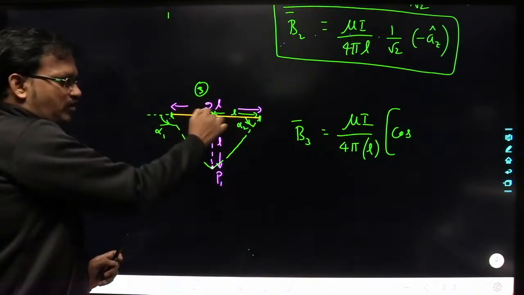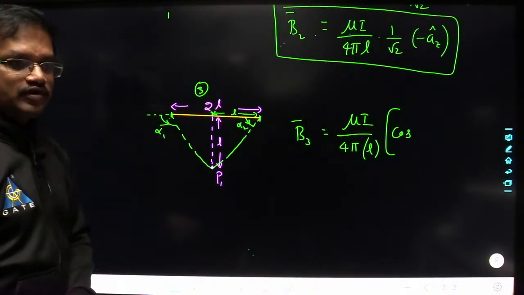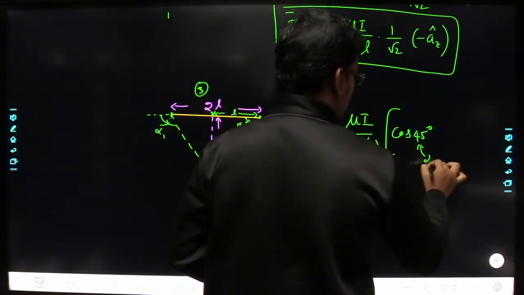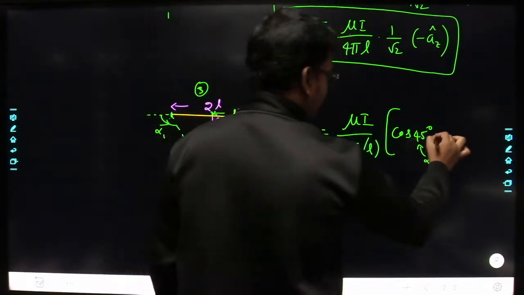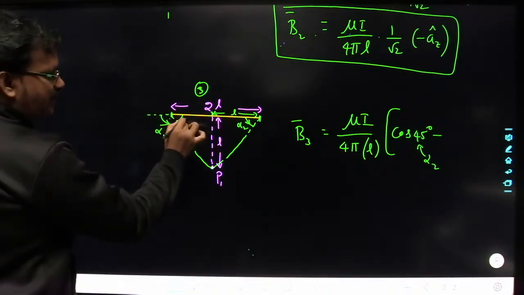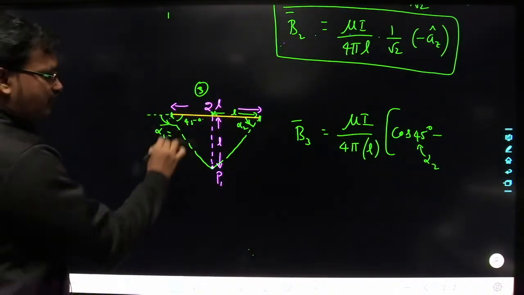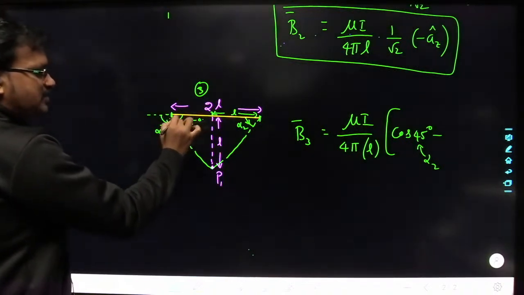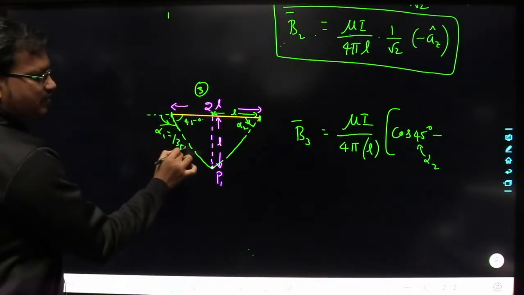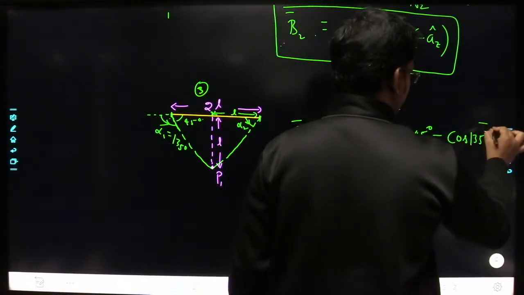So this forms a right angle triangle. So alpha 2 is nothing but 45 degrees, so cos 45 degrees. Next, minus cos alpha 1. What is alpha 1 here? This angle here is 45 degrees, right? So alpha 1 will become 180 minus 45, that is 135 degrees. So here you are going to get cos 135 degrees.